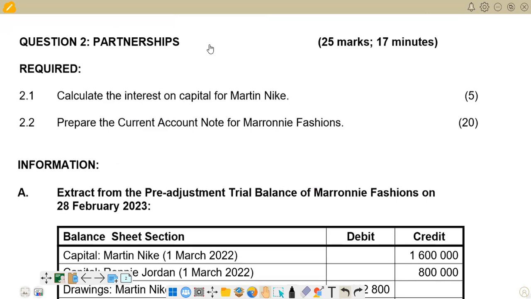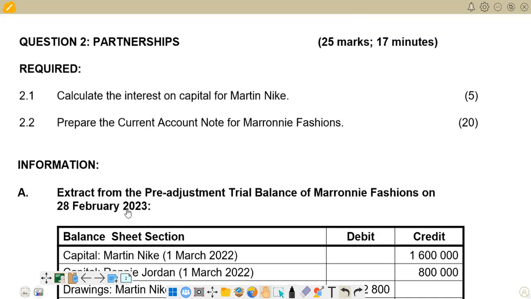This question is 25 marks, and it requires us to spend about 17 minutes on average on it. The required part 2.1 says calculate the interest on capital for Martin Nike, and that has 5 marks. The second part, 2.2, requires us to prepare the current account notes for Maroni Fashions. So this is what we have in terms of the required part.